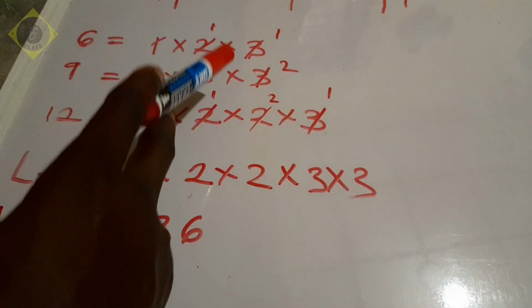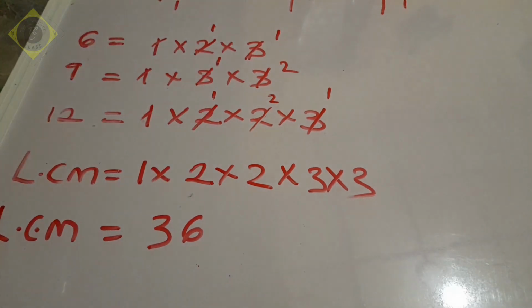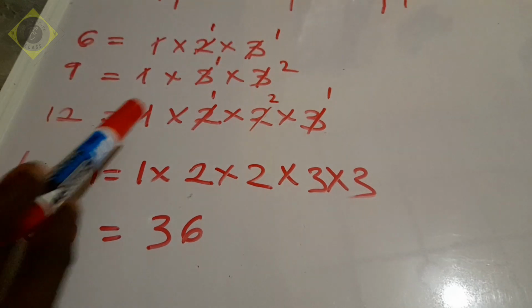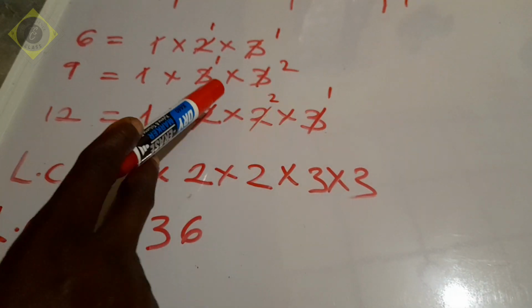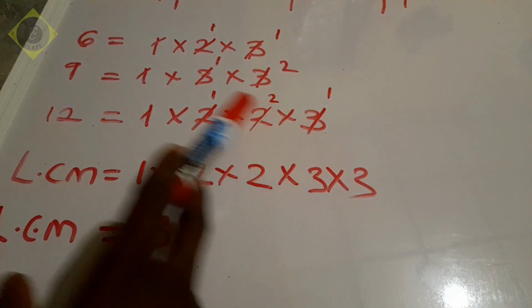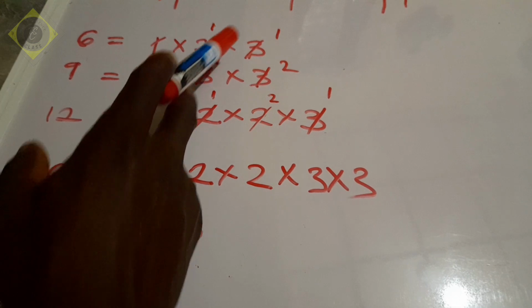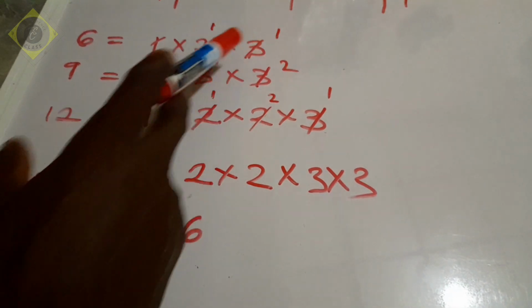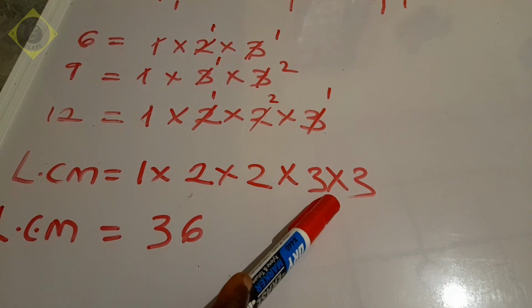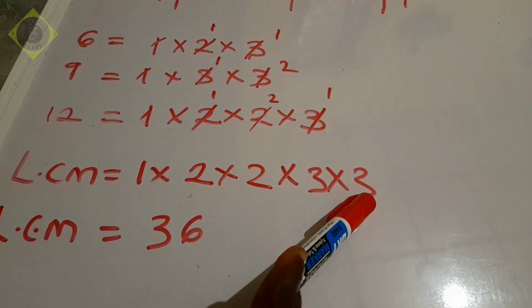Then you move to the next prime number, which is 3. This is 3 number 1 here. If you notice here, you have only 1 3 here. You have only 1 3 here. You have 2 3s here. This is 3 number 1. So all 3 number 1 fall under this 3. Then this last 3, which is 3 number 2, comes here.